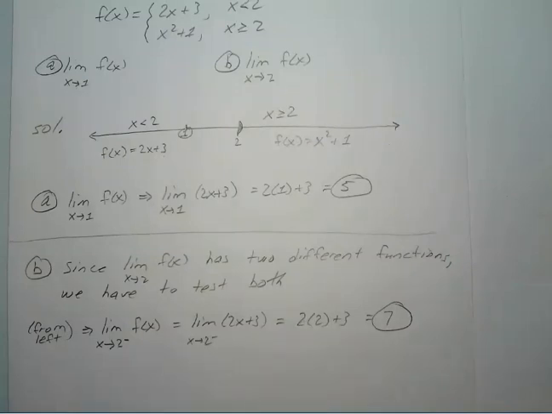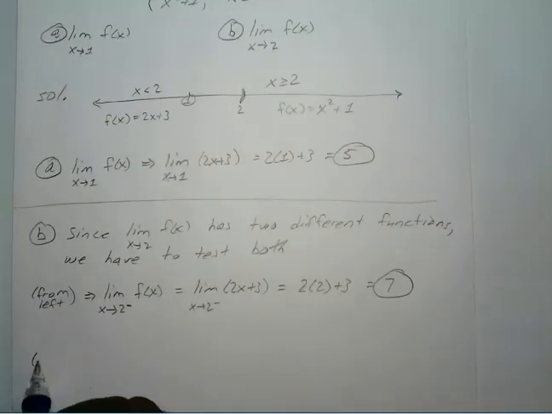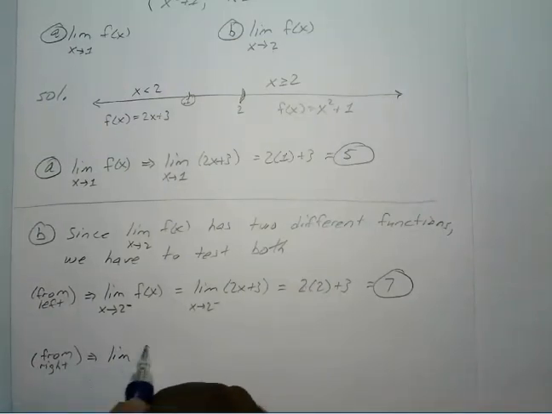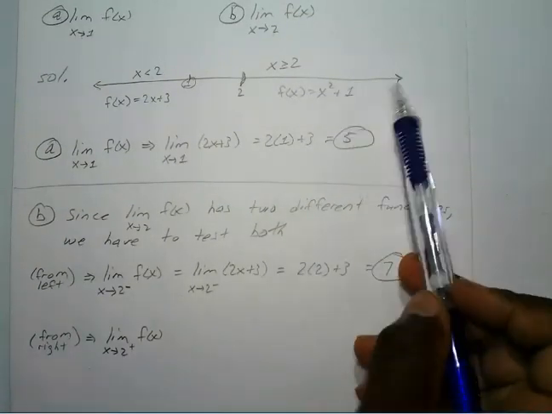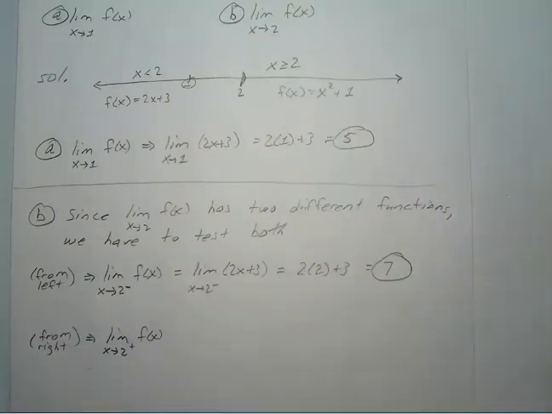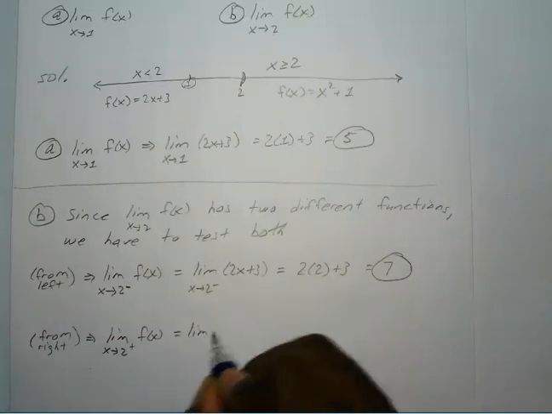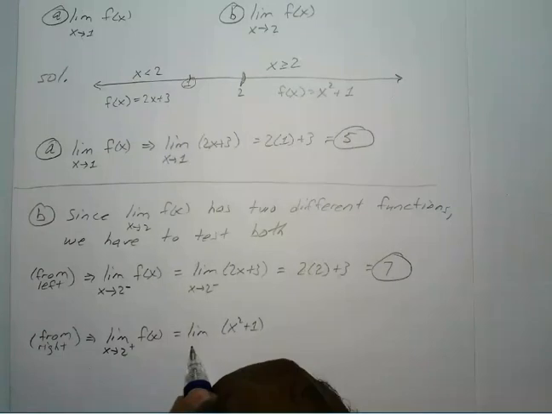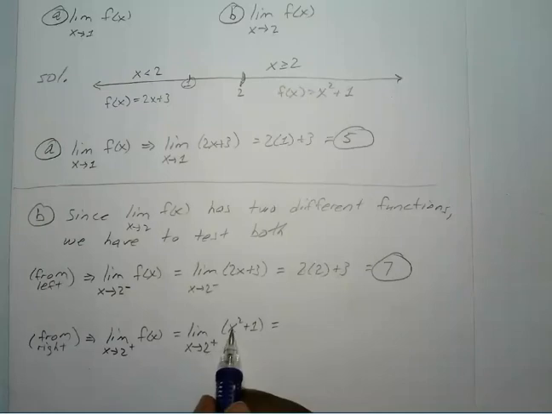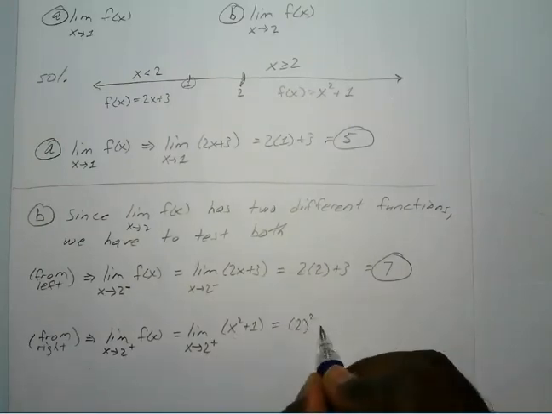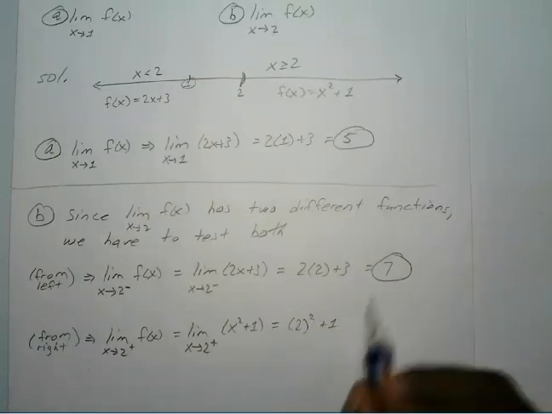Now we find out how we approach 2 from the right. From the right, you have the limit of f of x as x approaches 2 from the right. When you're approaching 2 from the right, you're approaching 2 this way, so your f of x is x squared plus 1. That's equal to the limit of x squared plus 1 as x approaches 2 from the right. Again, first thing you want to do is direct substitution. Just plug that sucker right on in. So 2 squared plus 1, so you have 4 plus 1, which is 5.